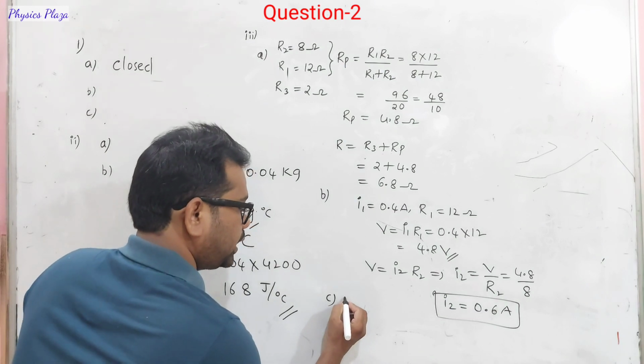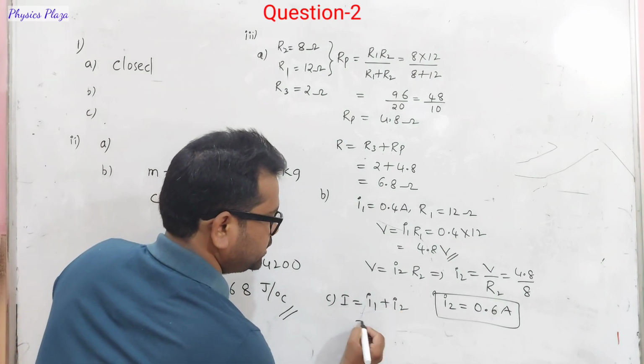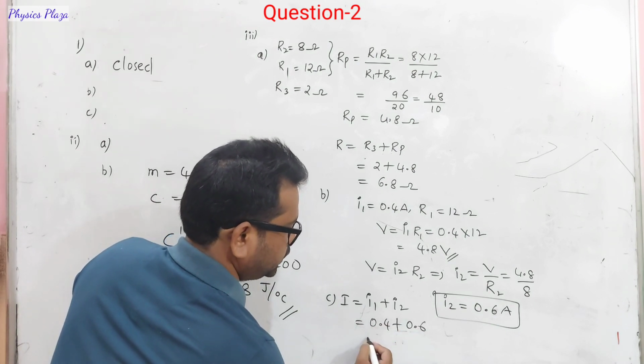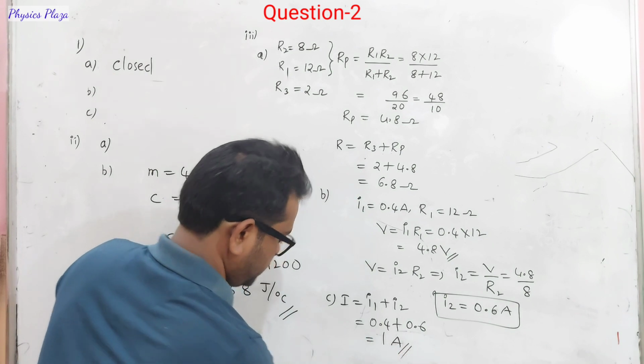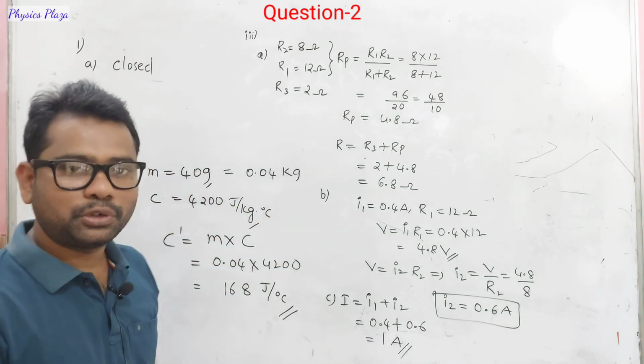Children, total current I is equal to I1 plus I2. Anyhow, I1 value is given, 0.4. Now I2 value is 0.6. The total is 1 ampere. So children, this is question number 2. Just copy it. We'll move to question number 3.